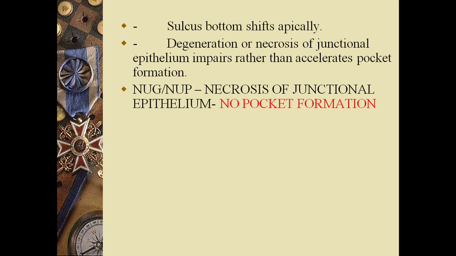Degeneration and necrosis of the junctional epithelium impair rather than accelerate pocket formation. If necrosis of the junctional epithelium is there, then pocket formation will not take place. For example, in necrotizing ulcerative gingivitis and necrotizing ulcerative periodontitis, because of the necrosis of the junctional epithelium, no pocket formation will be there. It's very important that in necrotizing ulcerative periodontitis, pocket formation will not be there.